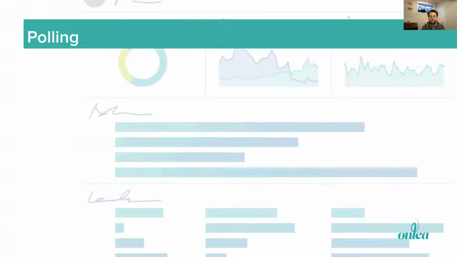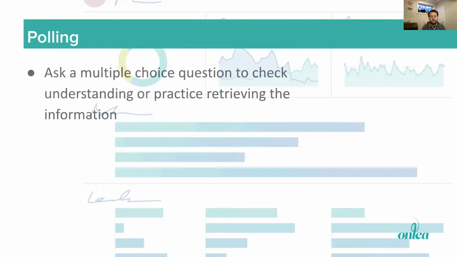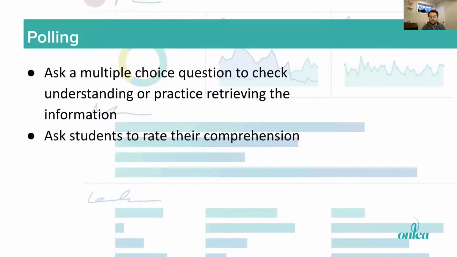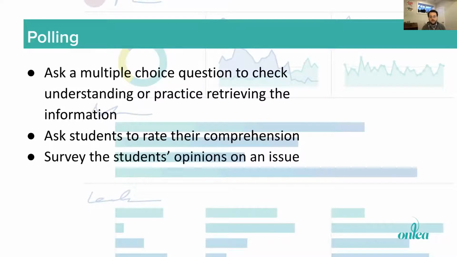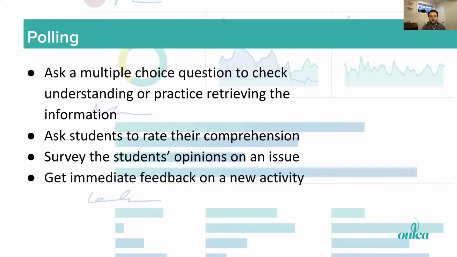Now let's talk about polling. Tools like Mentimeter, which we used at the beginning, are great for more complicated polling data and visualization. But most video tools like Zoom have polling built right in, and it's an easy way to add some interactivity. We saw at the beginning how polling tools can be used for icebreakers. They're also a great tool to check understanding of a concept before moving on and to get students to actively build and think about their own learning. You can use polls to ask a multiple choice question to check understanding or practice retrieving information, ask students to rate their comprehension, survey the students' opinions on an issue, or get immediate feedback on a new activity.